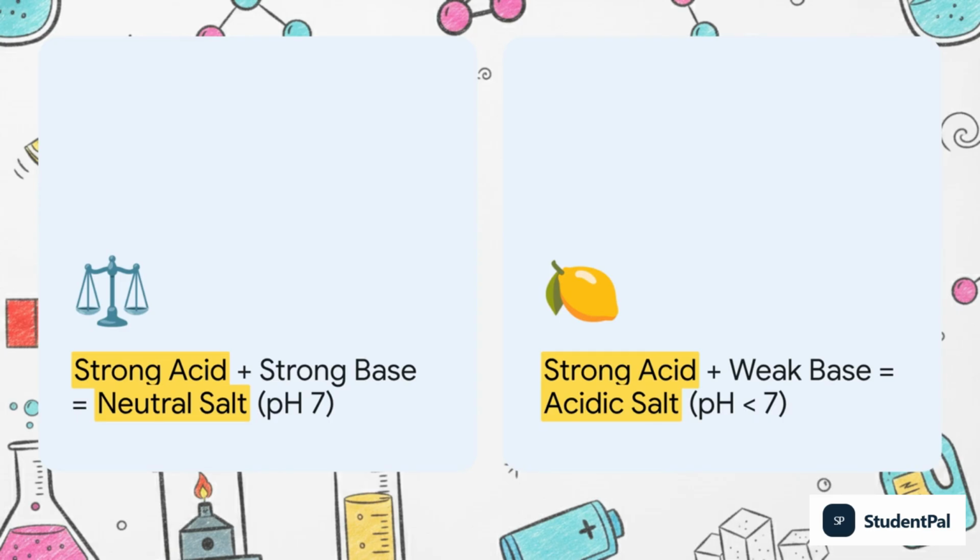But if a strong acid reacts with a weak base, the acid wins slightly, resulting in an acidic salt with a pH of less than 7. And naturally, a strong base mixing with a weak acid yields a basic salt with a pH greater than 7.